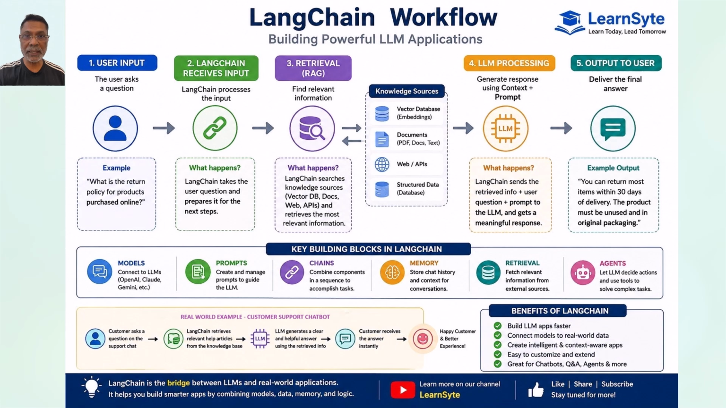First, the user submits a question. Next, LangChain receives and processes the request. Then, retrieval mechanisms search relevant knowledge sources such as vector databases, documents, websites, APIs, and structured databases. The retrieved information is sent to the language model along with the user prompt. Finally, the model generates a response and delivers it back to the user. This workflow enables accurate, context-aware answers.